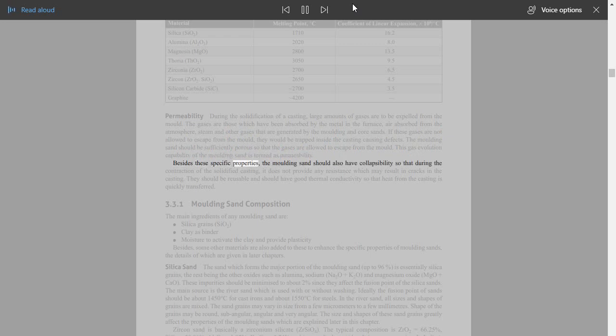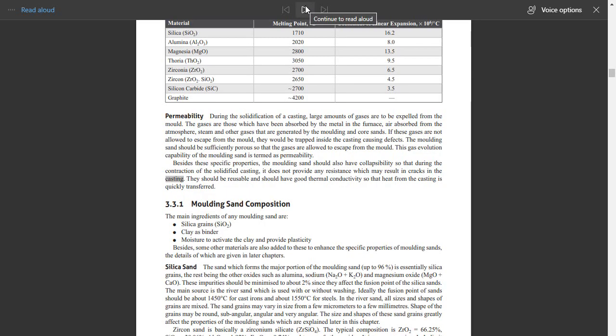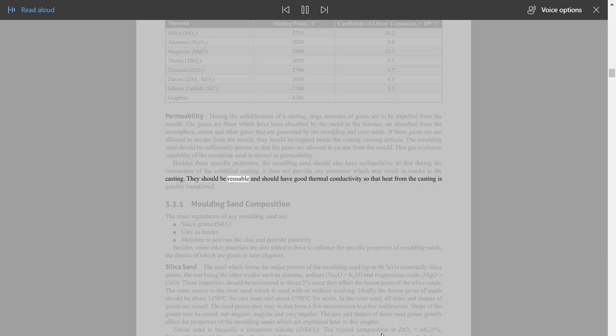Besides these specific properties, the molding sand should also have collapsibility so that during the contraction of the solidified casting, it does not provide any resistance which may result in cracks in the casting. They should be reusable and should have good thermal conductivity so that heat from the casting is quickly transferred.